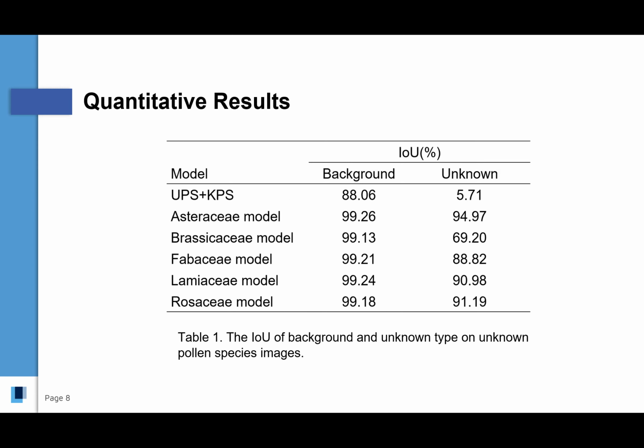To provide a quantitative evaluation of our method, we have tested the baseline and the 5 UKPS models. Table 1 presents the IoU of background and unknown category on the 18 absolutely unknown species. The results show that our proposed UKPS can segment unknown pollen species well compared with the baseline.